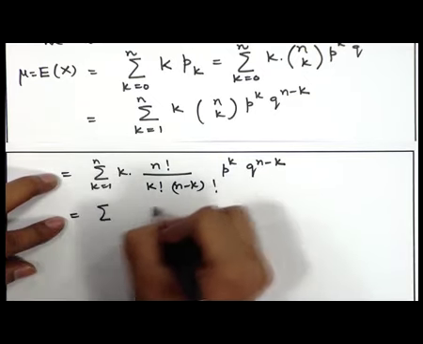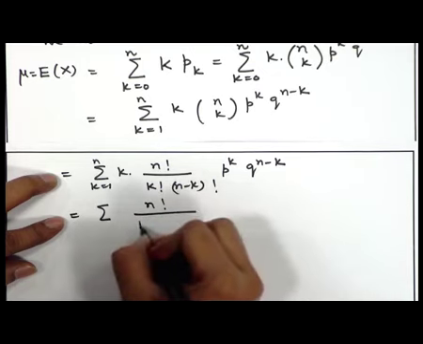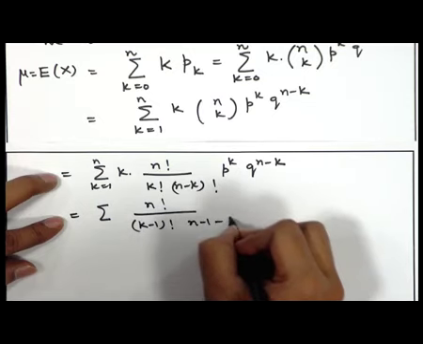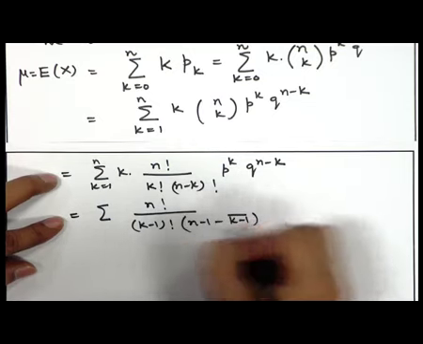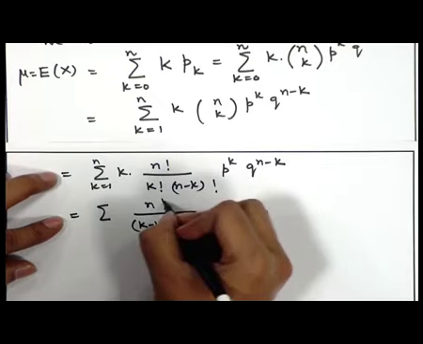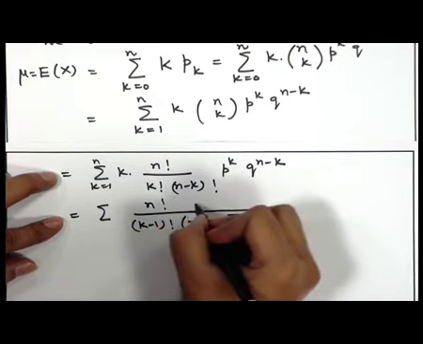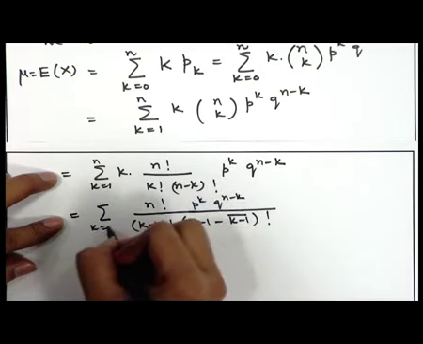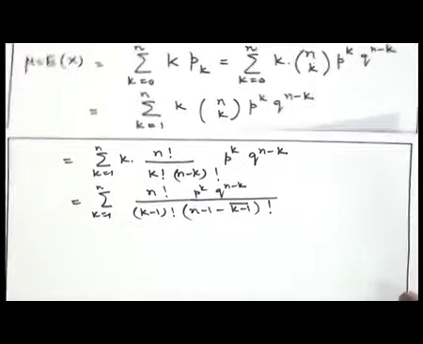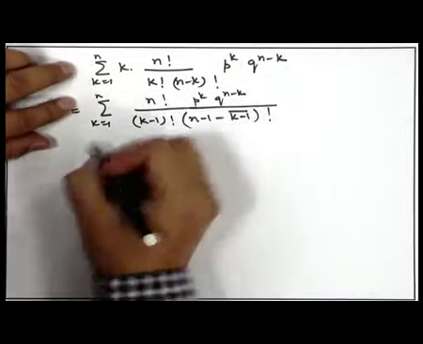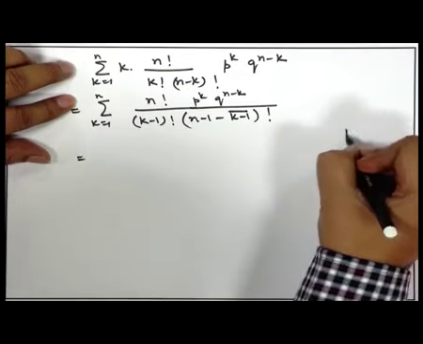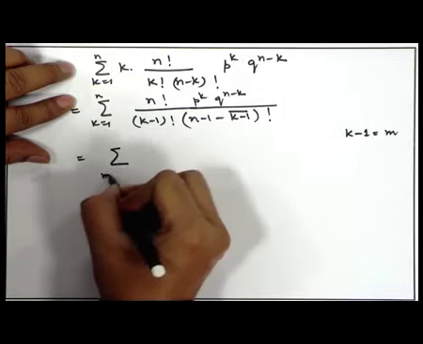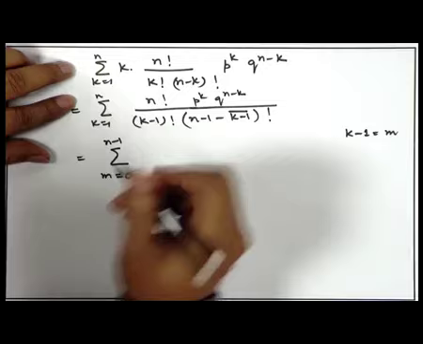So, we can write it as n factorial divided by k minus 1 factorial, and this term I write as n minus 1 minus k minus 1. So, this numerator I write as n factorial, p to the power k, q to the power n minus k, k equal to 1 to n. Here I will make some change in the notation. Let us put k minus 1 is equal to m. Then this becomes m is equal to 0 to n minus 1.